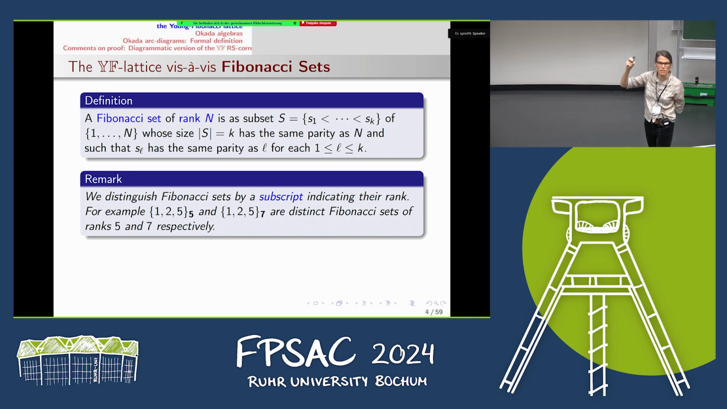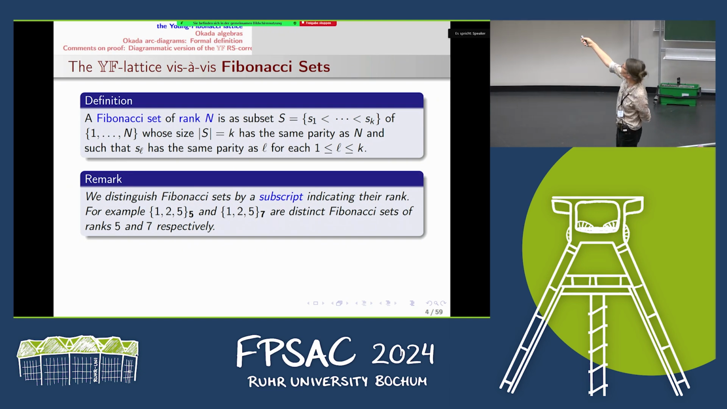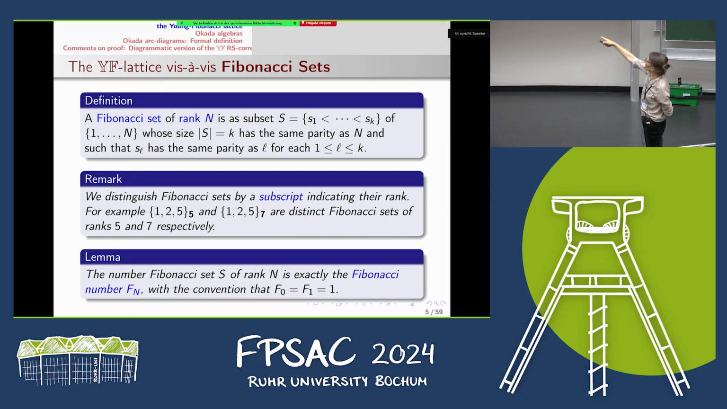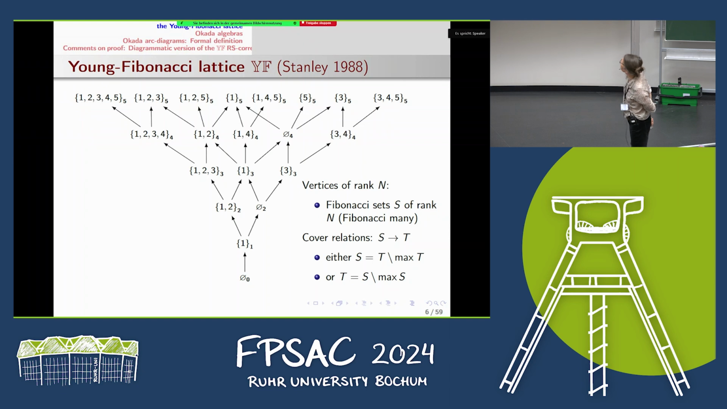So to indicate this dependence, we put a subscript. So it's a set plus this rank data. And a little bit of thought reveals that the number of Fibonacci sets of rank n is exactly the nth Fibonacci number. In this language, the Young Fibonacci lattice, as a set, is just all Fibonacci sets of all ranks. It's ranked, so at rank level n, you see all of the Fibonacci sets of rank n.